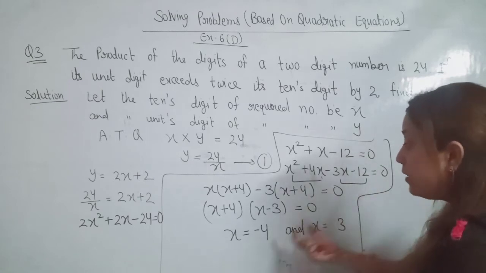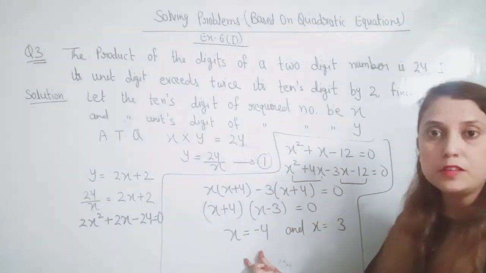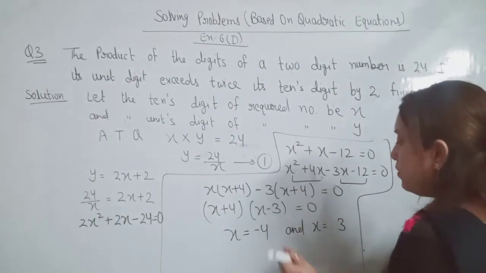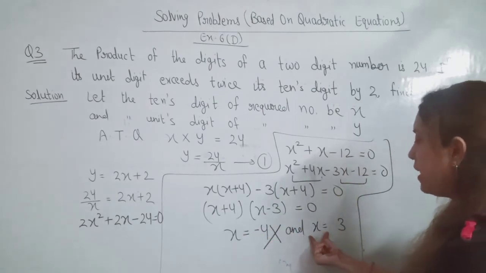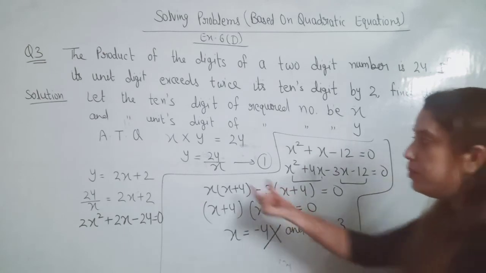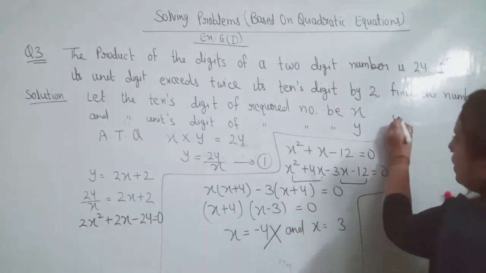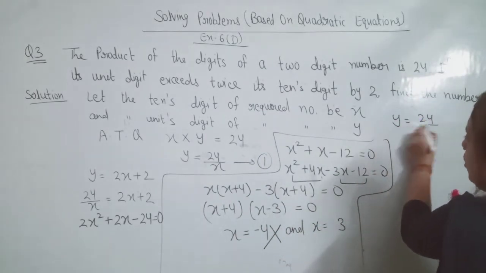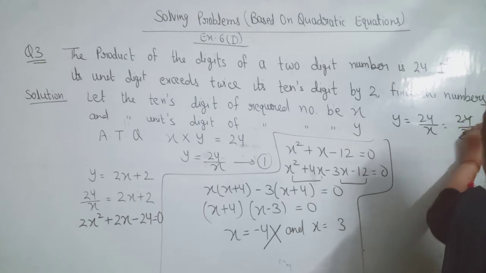And we know that a digit can't be negative, so we will leave x is equal to minus 4. We will take x is equal to 3. If x is equal to 3, what will be y? y is equal to 24 upon x, so it will be 24 by 3, which is 8.